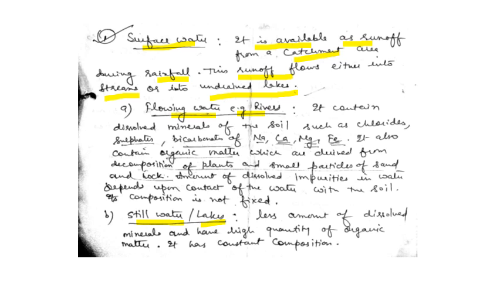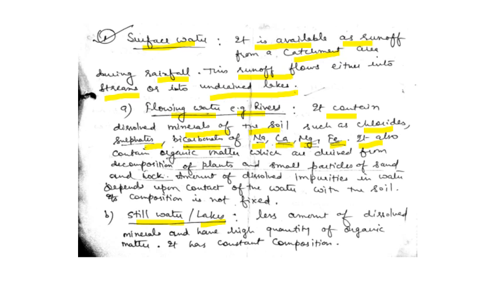Previously we have seen this only in the flow chart. Now, is there any difference between the flowing water and the still water impurity level? Yes. Because flowing water contains the major impurity in the form of dissolved minerals of the soil, such as the chlorides, sulfates, bicarbonates of sodium, calcium, magnesium, iron. So the dissolved minerals are mainly present in flowing water.